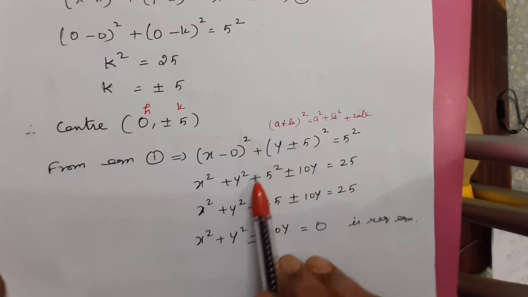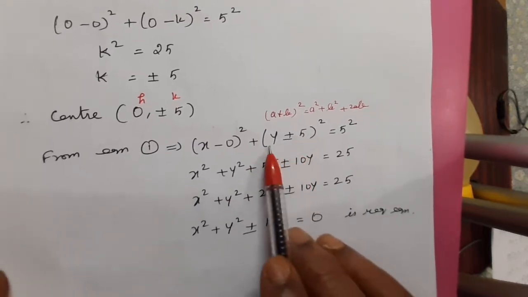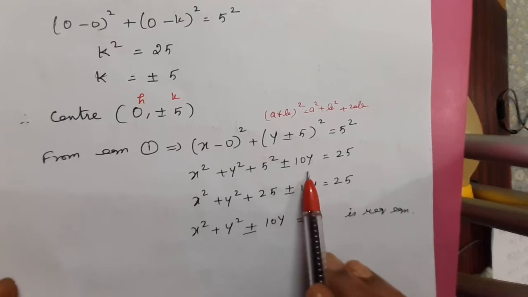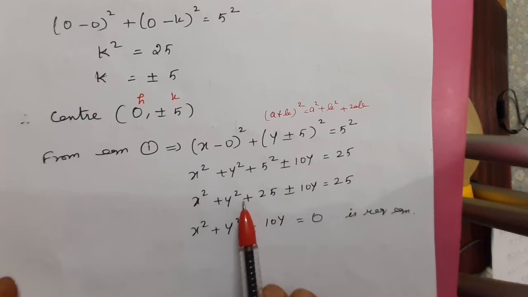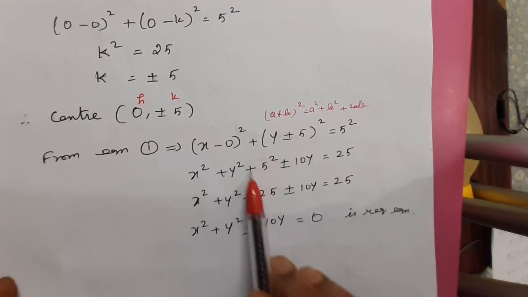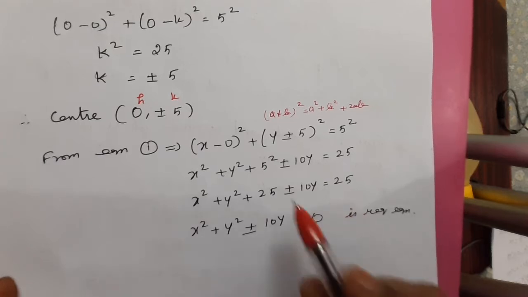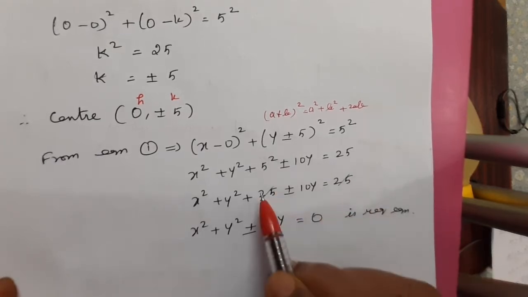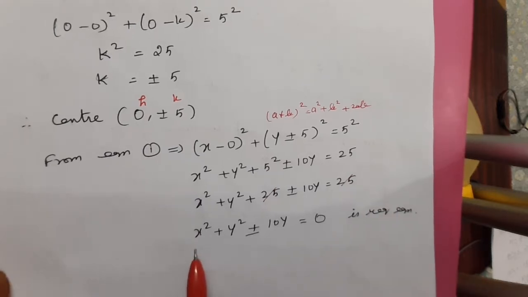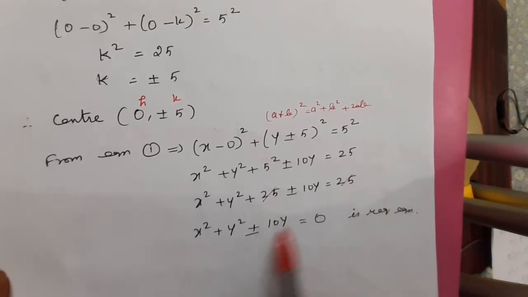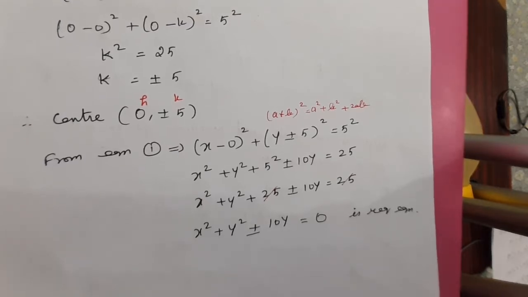So instead of a we have y square, instead of b we have plus or minus 5. That is 5 square plus 2ab, 2 fives are 10y, plus or minus 10y, equal to 5 square, which is 25. Now x square plus y square plus 25 plus or minus 10y equal to 25. Now this plus 25 cancels, the plus 25 goes to the right-hand side to become minus 25. Therefore the equation is x square plus y square plus or minus 10y equal to 0, the required equation of the circle.